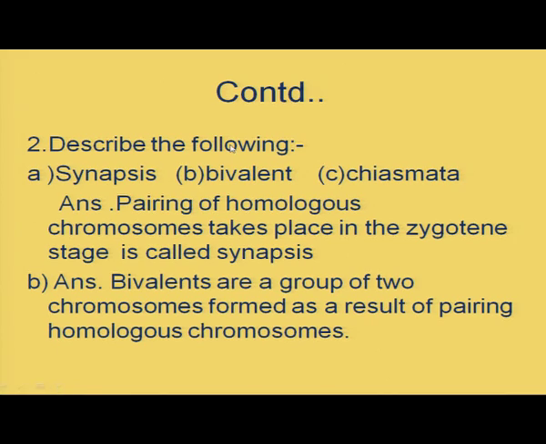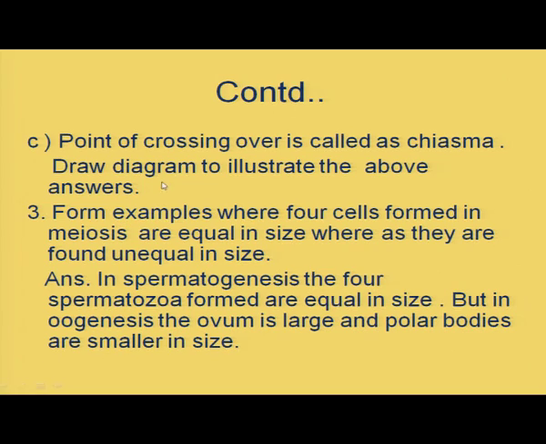Describe the following: synapsis, bivalent, chiasmata. Synapsis means pairing of homologous chromosomes, which takes place during the zygotene stage. Bivalent means a group of two chromosomes, such as maternal and paternal chromosomes, seen during the zygotene stage as well as the Pachytene stage. Now, coming to chiasma. The point of crossing over between the non-sister chromatids of homologous chromosomes is called chiasma.